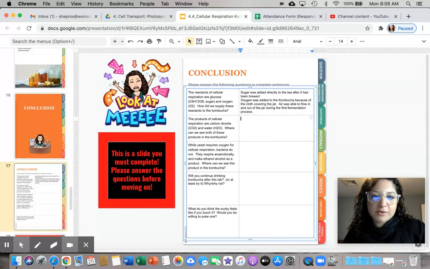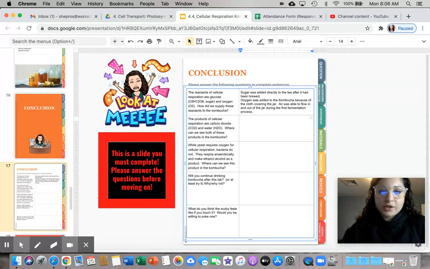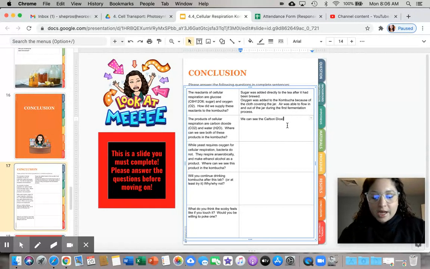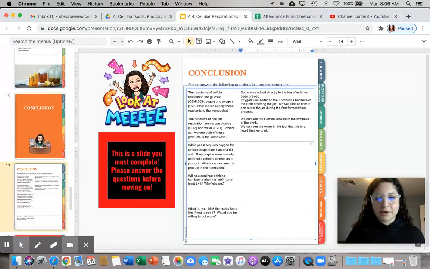The products of cellular respiration are carbon dioxide and water. This is what we are creating. Where can we see both of these products in the kombucha? So we can see the carbon dioxide in the fizziness of the drink. We can see the water in the fact that this is a liquid that we drink. So there's going to be water because it's a liquid. Oh, I forgot the I. Liquid. All right. Moving on to number 3.